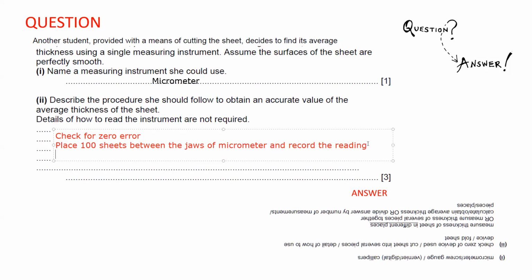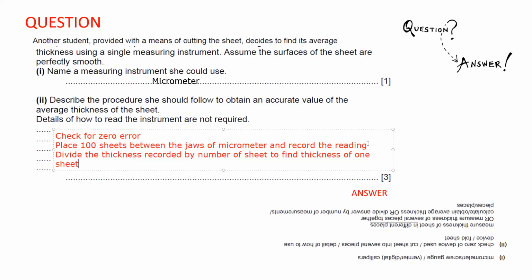After placing 100 sheets and recording the reading, but we need it for one, so what we should do is divide the thickness recorded by the number of sheets to find the thickness of one sheet.